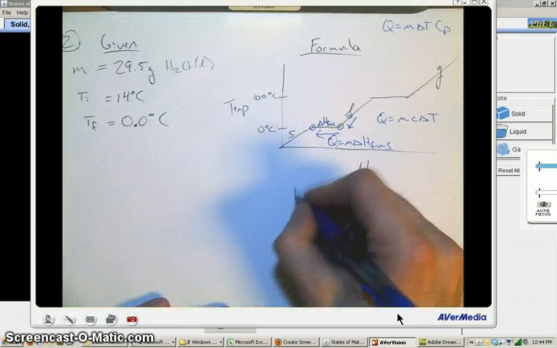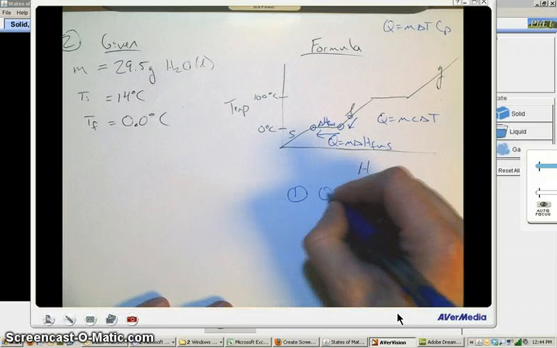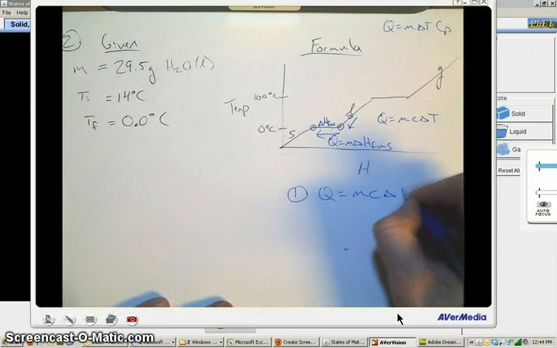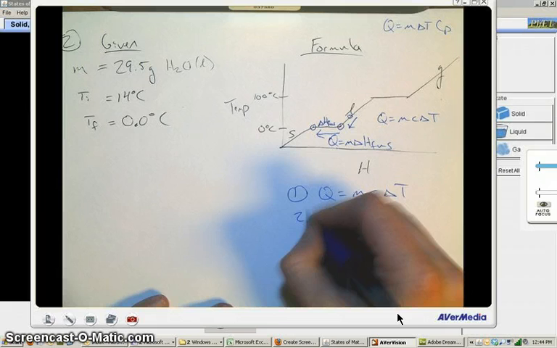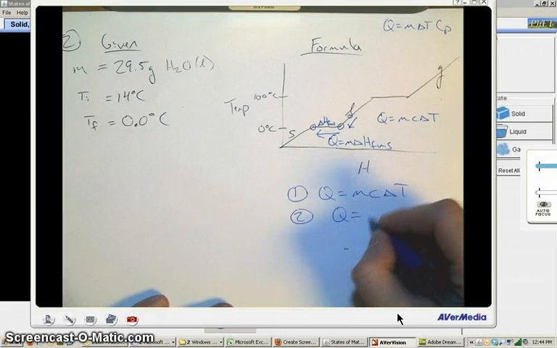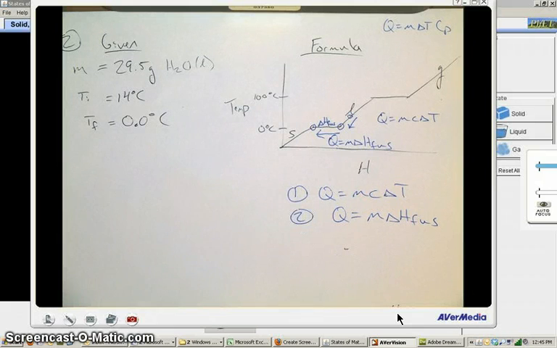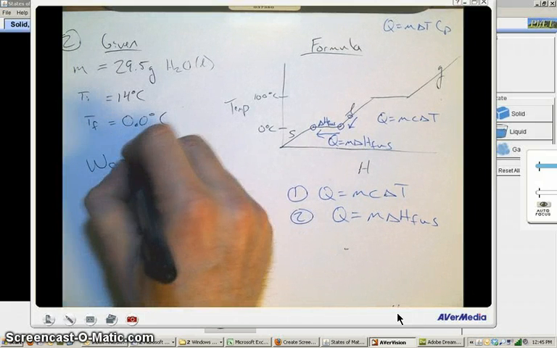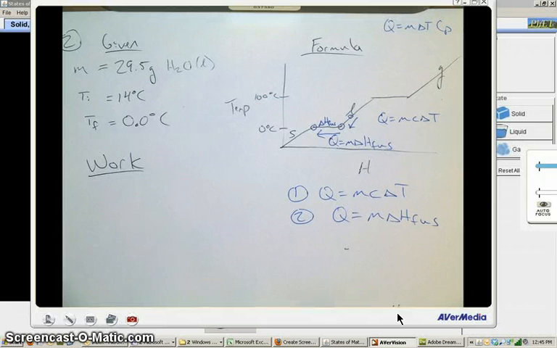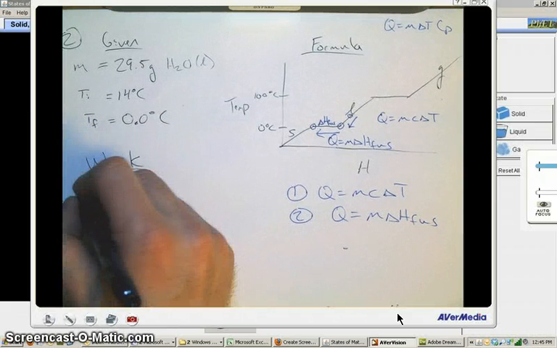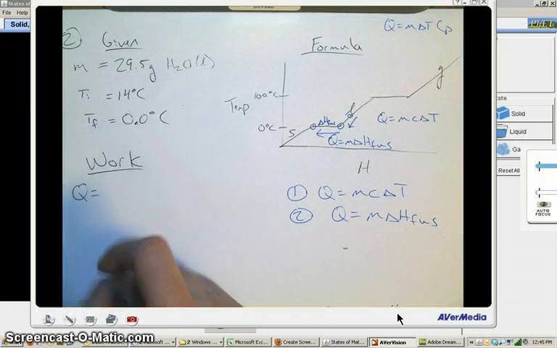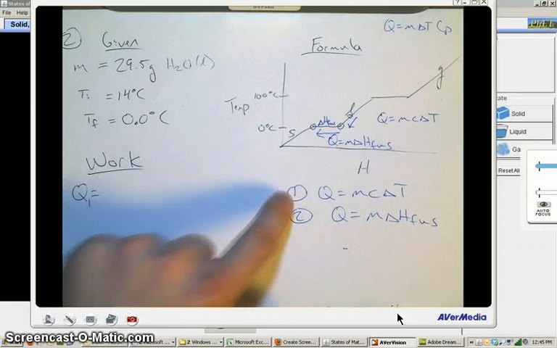Okay, so this problem has two formulas. The first formula is for the first change, which is the temperature change, Q equals mc delta T. The second formula is for the second change, where it's the phase change, Q equals m delta H sub fuse. Now, work. We're going to write out the work for the problem. Let's do the first equation first. So Q equals, and let's call this Q1 because this is the first change.